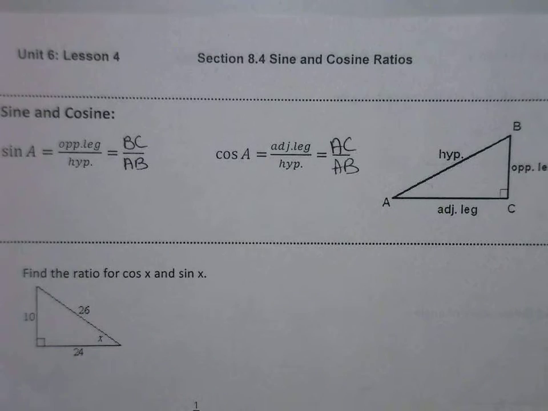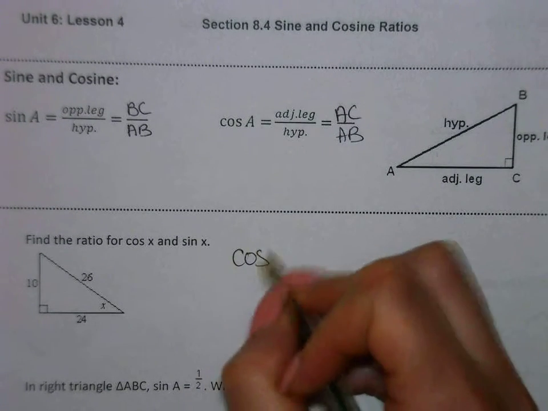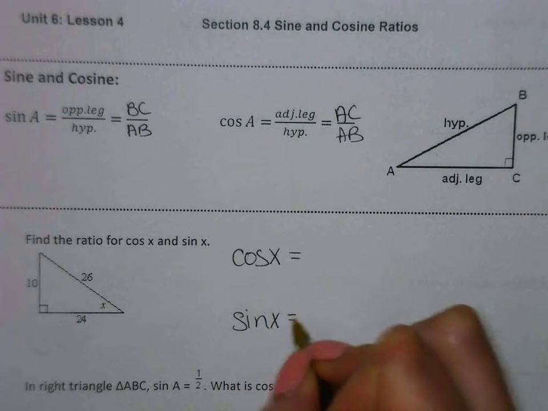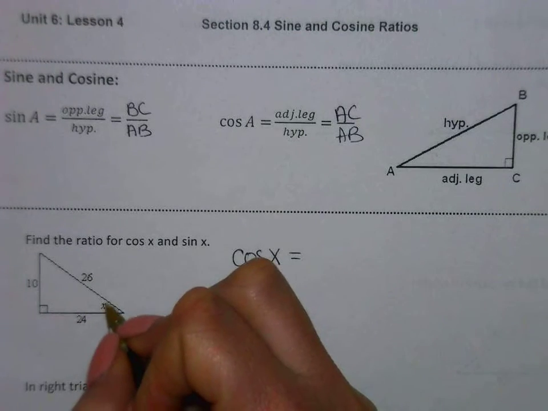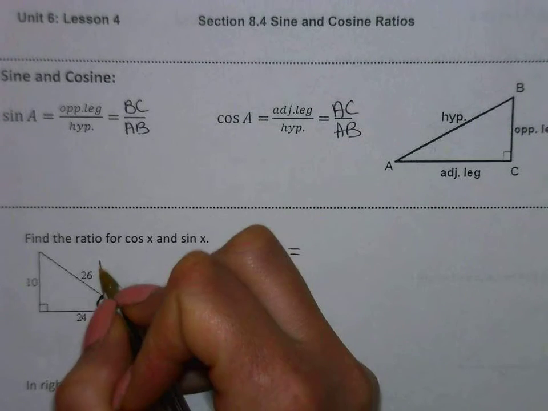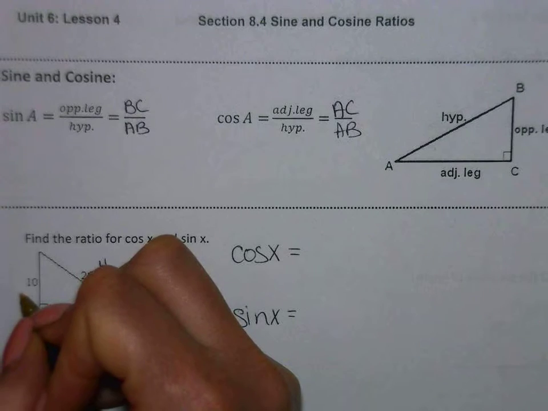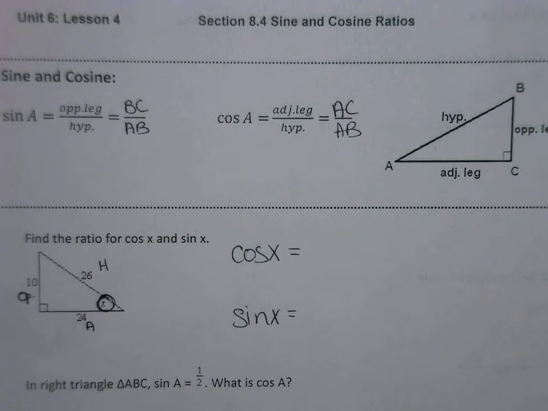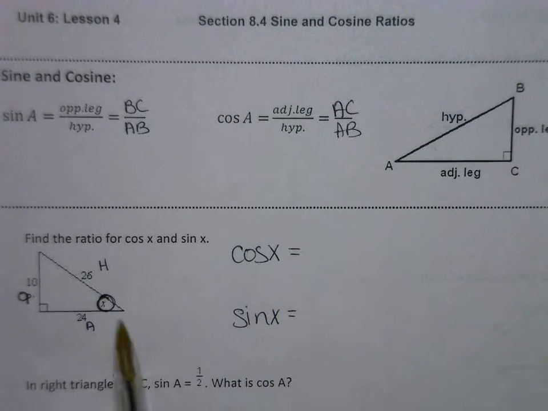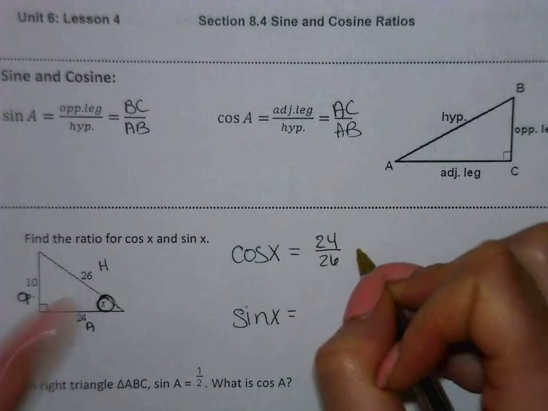So let's use this to look at our first example. We want to find the ratios for the cosine of x as well as the sine of x. So if we're looking at our degree, which is x, so we're looking down here, the 26 is our hypotenuse, 24 is our adjacent leg, and 10 is our opposite leg. So in order to find the cosine, it's the adjacent leg divided by the hypotenuse. So the adjacent leg is 24, divided by the hypotenuse, which is 26.